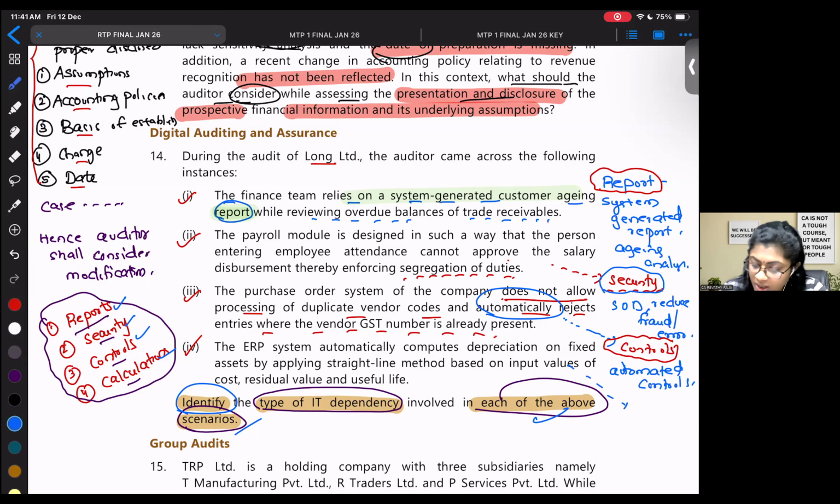Last one: the ERP system automatically computes depreciation on fixed assets by applying SLM. The depreciation, the system will calculate. We have to recalculate. So what is it? Here it is regarding the calculations. Calculations are done by systems, like residual value, depreciation method, etc.